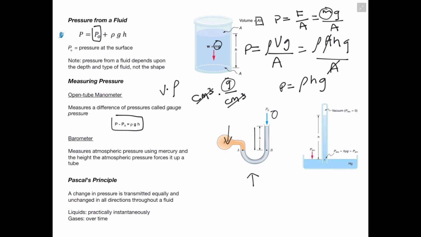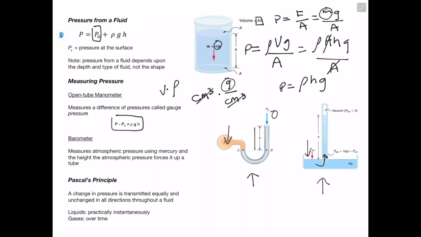And then we have barometers, which would be this setup here, and these are going to measure atmospheric pressure using mercury, and the height the atmospheric pressure forces it up a tube. So basically all this fluid here is mercury, and we see that we have this open-ended tube within that mercury, and as the atmosphere pushes down on the mercury, it's going to be forced into this tube, which has a vacuum within it, and basically we can measure the pressure of our atmosphere depending on how high this mercury is forced up into the tube.